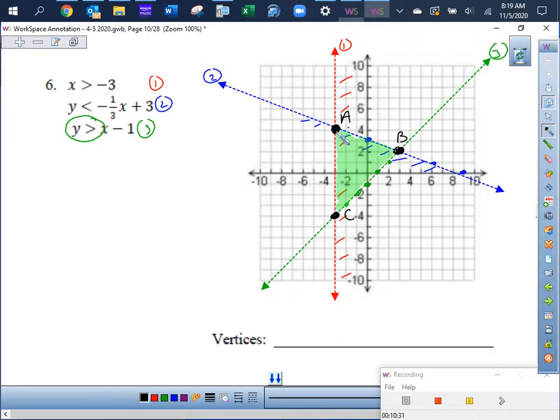Could you tell me where A is located on the graph? Negative 3, 4. So we'll go down to the vertices. We'll put an A next to it and do negative 3, 4. Then we'll go with B. Isn't B 3, 2? Is that right? And then we'll do C. I'll let you figure out where C is.